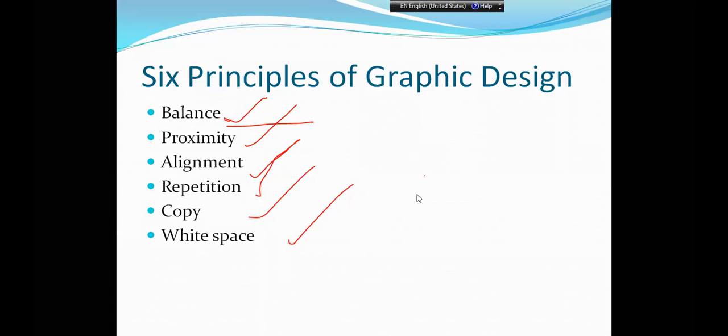And alignment. Alignment means every piece of design should have visual connection to something on the page, or organize or unify the page overall. भन्न खोजेको कस्तो अलाइनमेन्ट भन्दा लेफ्ट अलाइनमेन्ट, राइट अलाइनमेन्ट भन्ने हुन्छ नि.